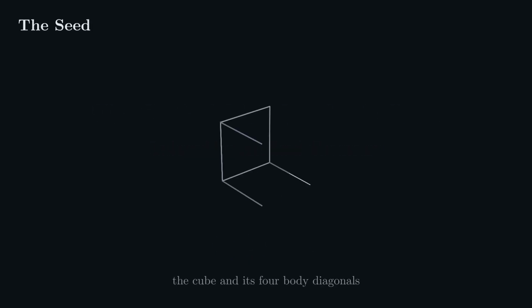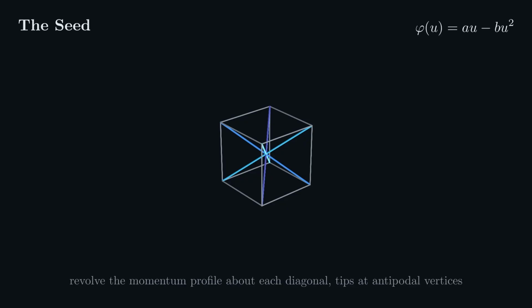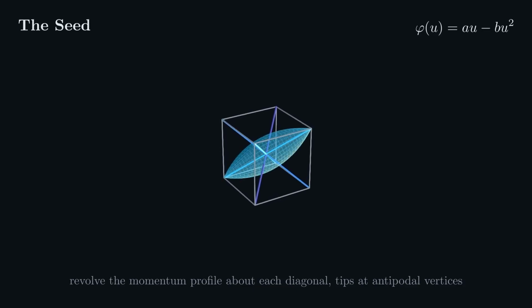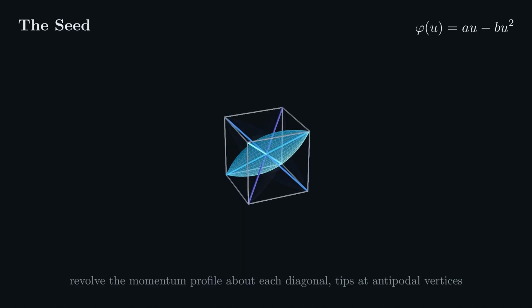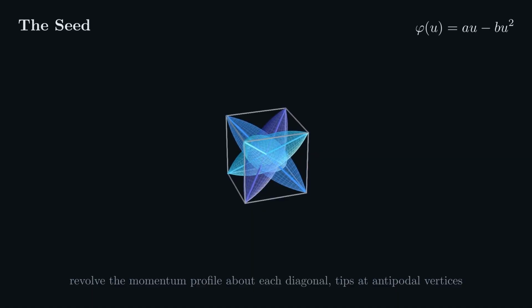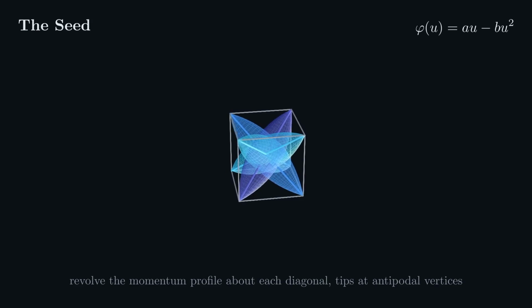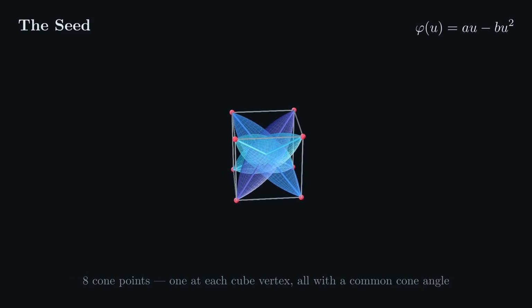So recall the construction of the seed object. You take the four diagonals of the cube. And then we generate these surfaces with constant positive Gaussian curvature using the momentum profile of our 5 view, where A and B are determined by the optimization constraints of the cube boundary. And of course we're going to glue these sheets together.